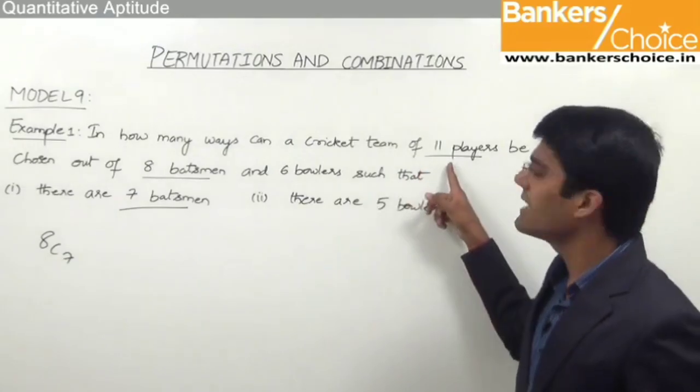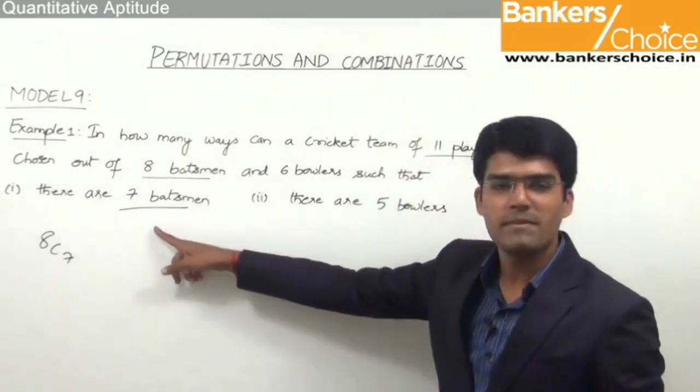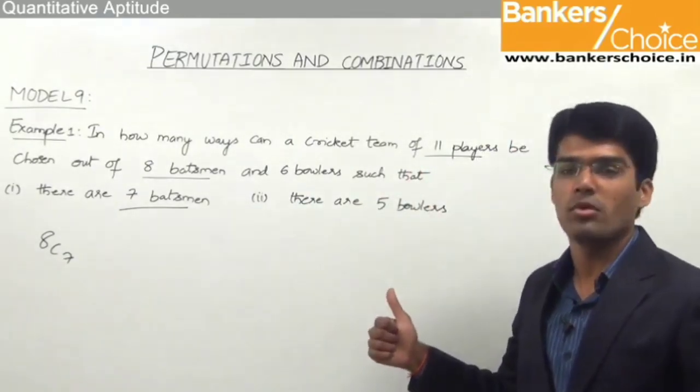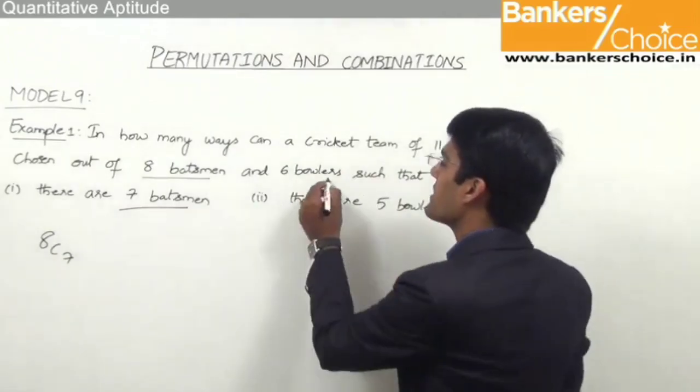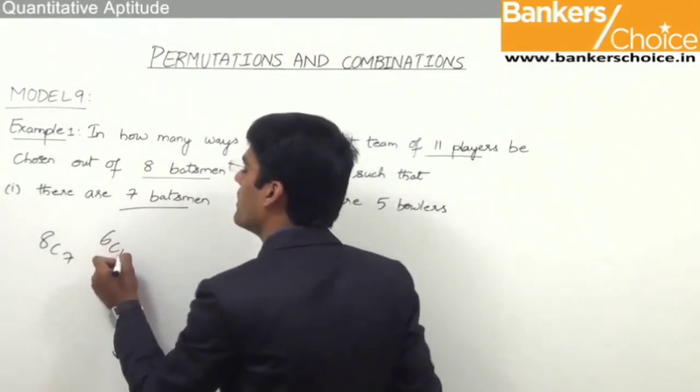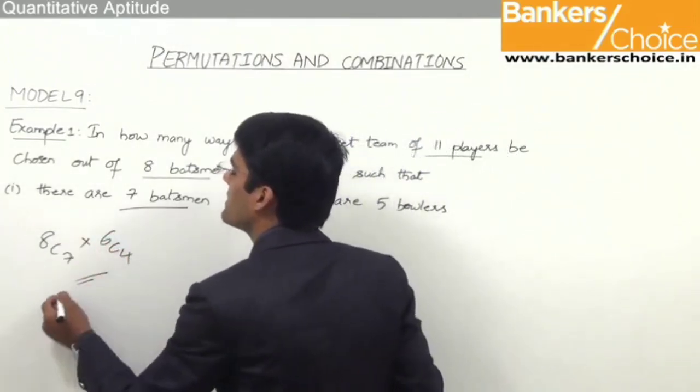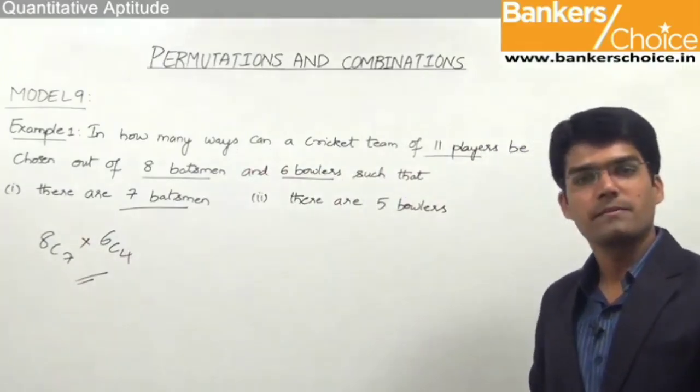Why? Because total there are 11 players in the team. Already 7 have been selected. Remaining 4 have to be bowlers. Total we have got 6 bowlers here. So out of 6 we need to select 4. So 8C7 into 6C4 is the answer for the first bit.